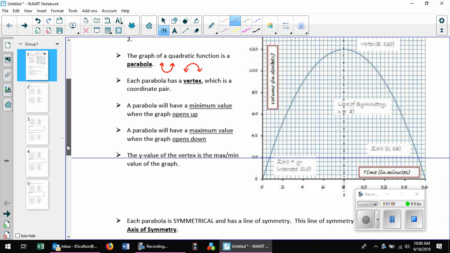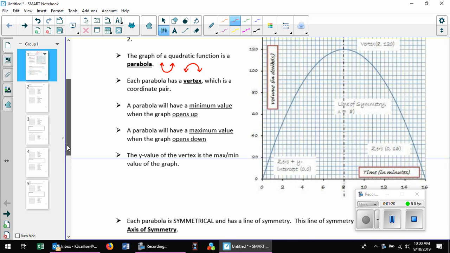If you look at this graph right here, this is the line of symmetry. This is your mirror. So if I took this graph and I folded it along this line, all this side will match directly up with this side. They'll lay directly on top of each other. Okay? So that's the symmetry.